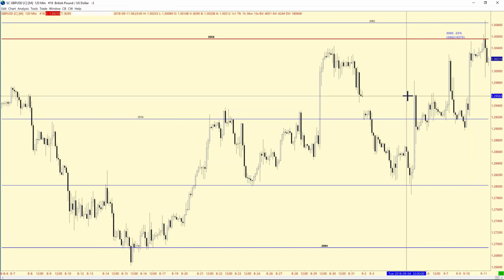And you can see the significance here. It rallied, closed here, and then look at these touches on these wicks. So there it is, 29.57 on the cable.